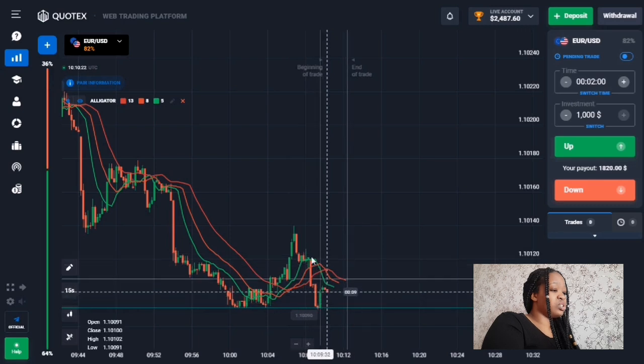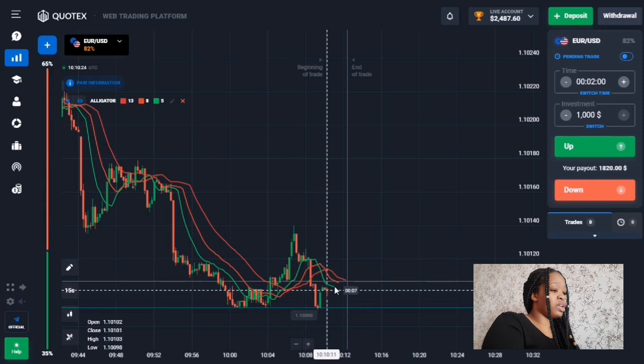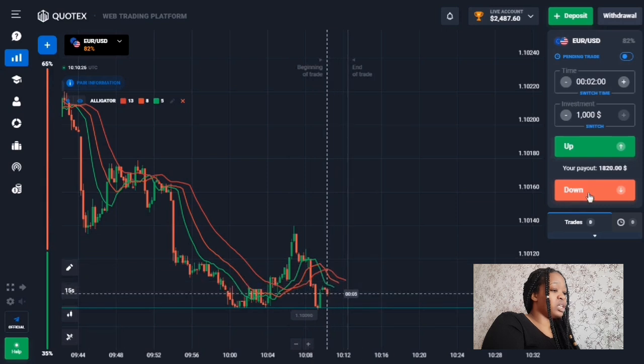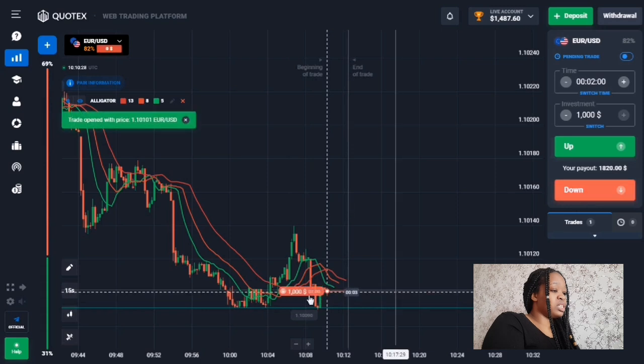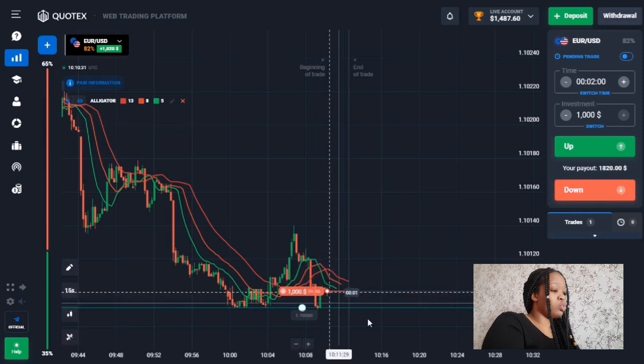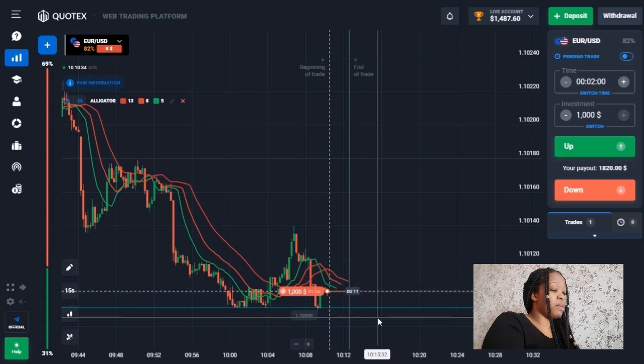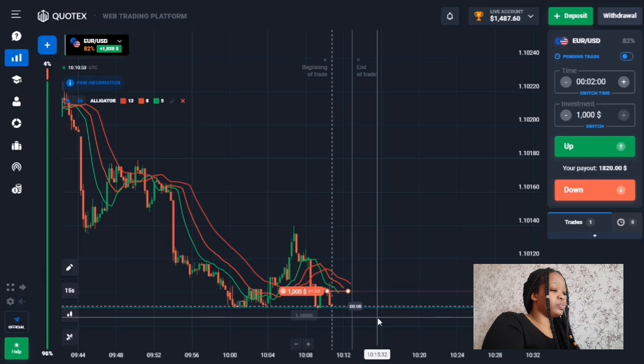And the indicator shows the crossing over of the moving averages. So I'll enter the market with a down trade for 2 minutes because the indicator signals movement down will resume and the breakout of the level may happen. So let me wait for the end of this trade and see.